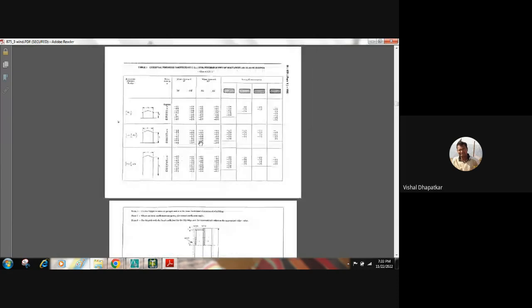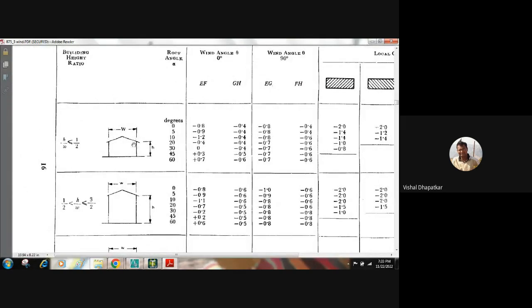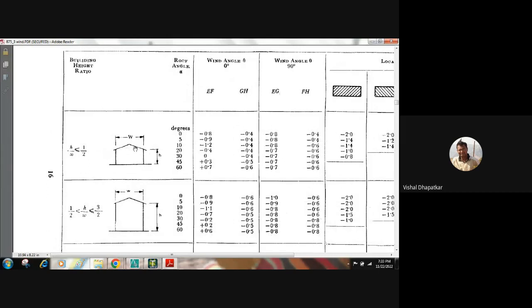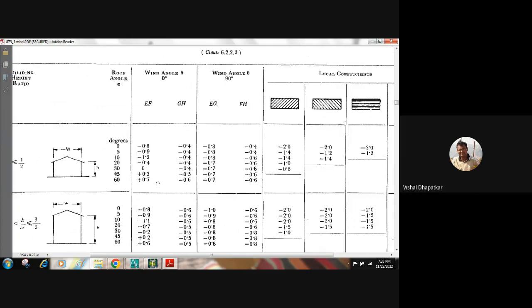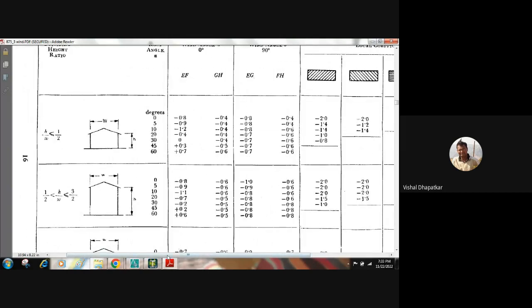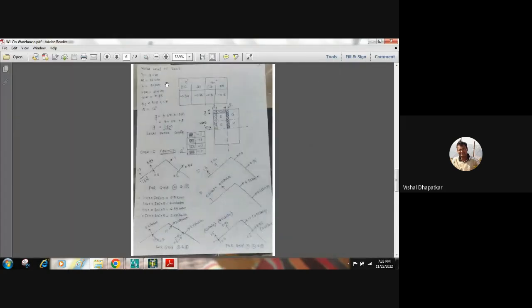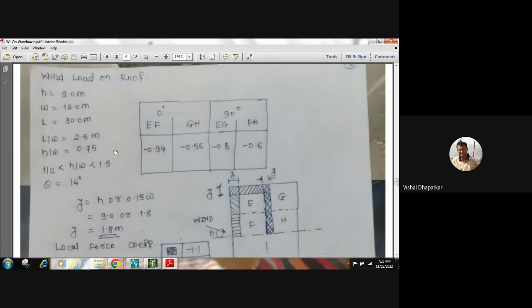So we'll go through the wind load calculation for the pitch roof, when we have a shed or any warehouse that will have a slope in both directions when the width is more. So we'll consider this pitch roof. First we have to calculate the height to width ratio and check in which category we are falling. In our case, h by w, the height by width ratio, is 0.75.